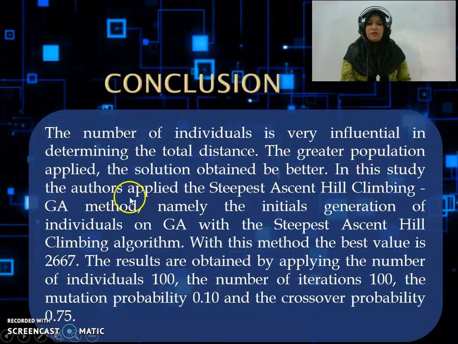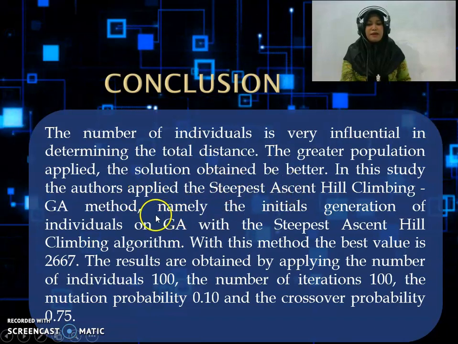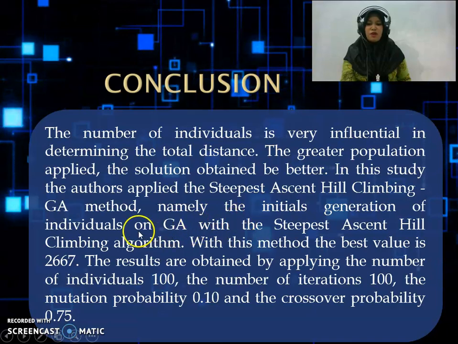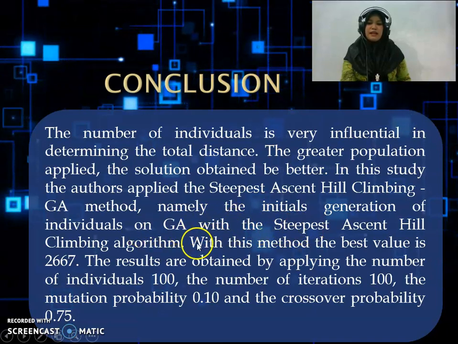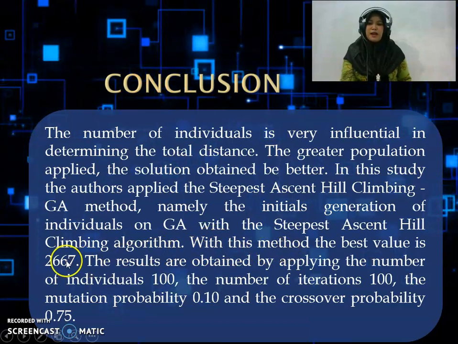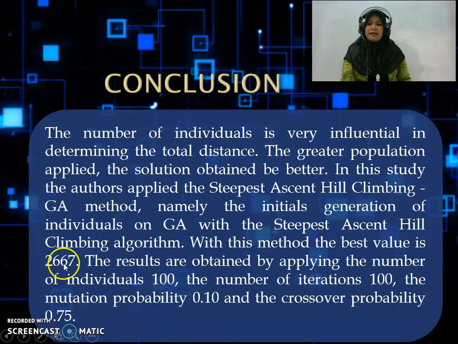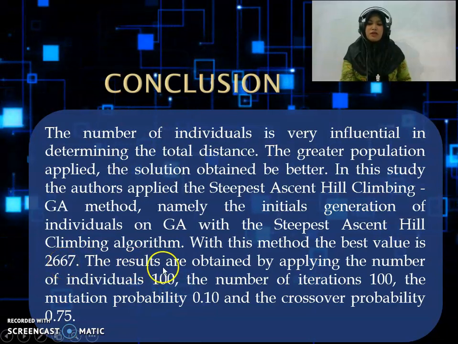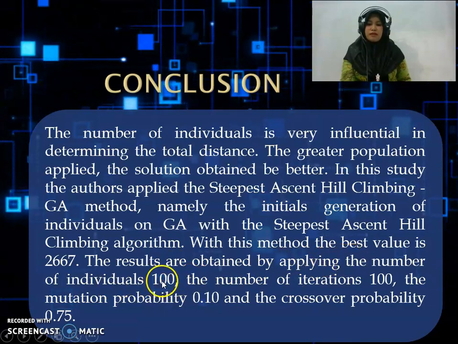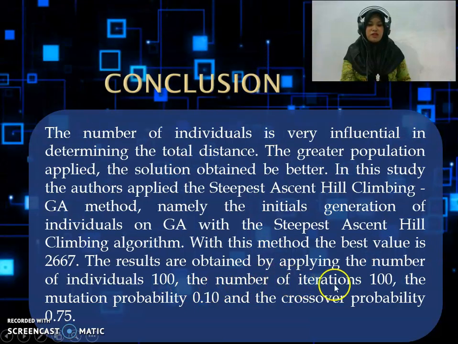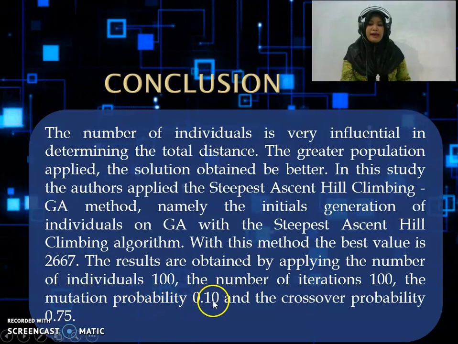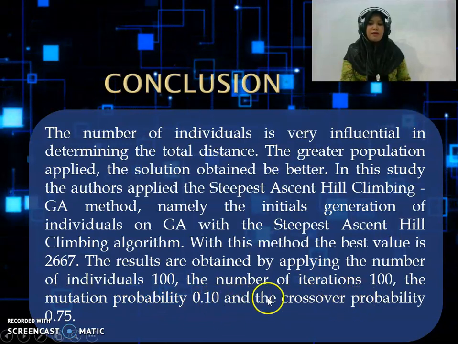In the study, the authors applied the steepest ascent hill climbing GA method, namely the initial generation of individuals on GA with the steepest ascent hill climbing algorithm. With this method, the best value is 2,667, obtained by applying the number of individuals 100, the number of iterations 100, the mutation probability 0.10, and the crossover probability 0.75.